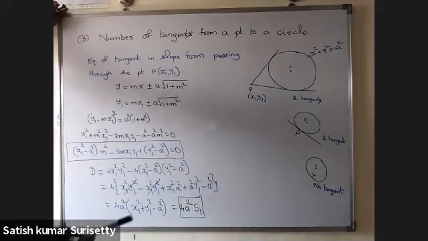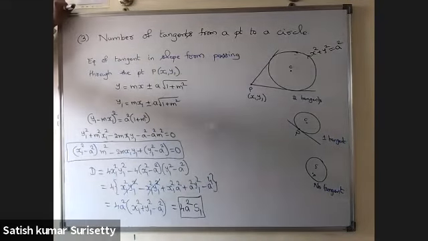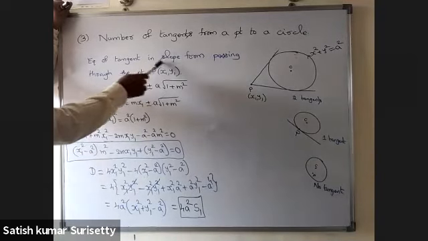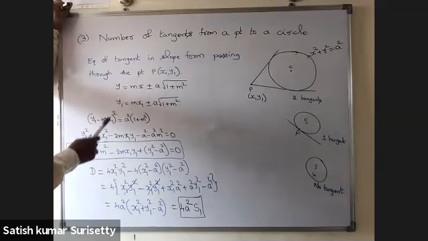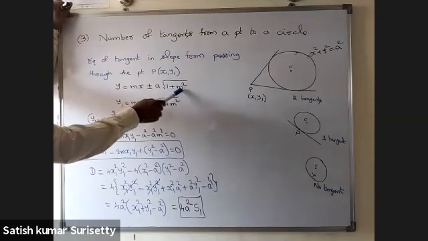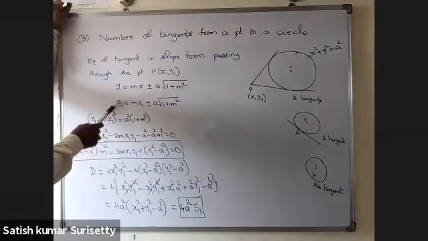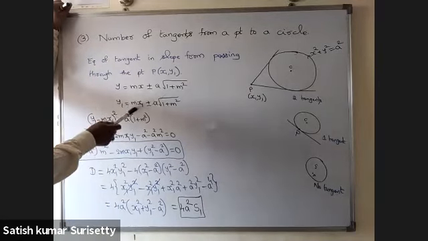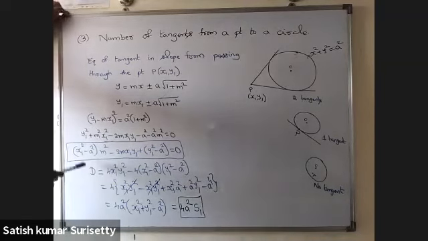Now, how to decide the same mathematically? To decide the same mathematically, use the equation of the tangent in slope form passing through the point (x1, y1). That is, the equation of tangent in slope form is y equal to mx plus or minus a into root of 1 plus m square. If it passes through the point (x1, y1), then y1 equal to mx1 plus or minus a into root of 1 plus m square. So take mx1 to the left side, square it, expand and simplify. You will get a quadratic in m.